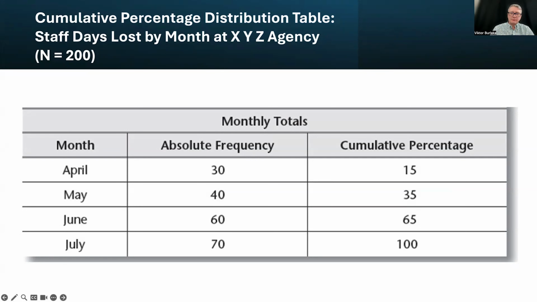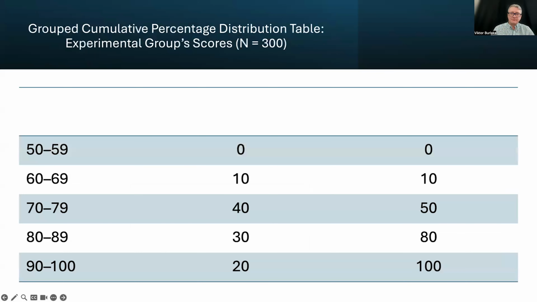By looking at the cumulative percentages, we can see how each month contributes to the total and spot any trends that might need addressing. For instance, if we see that a large number of staff days were lost in a particular month, that could indicate a seasonal trend or a need for policy changes to address absenteeism.